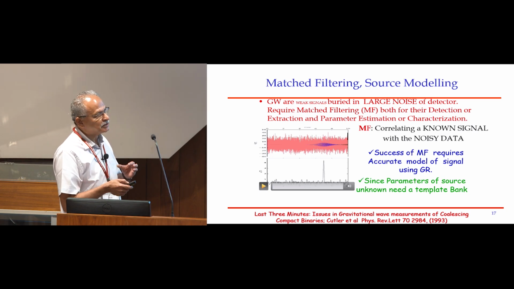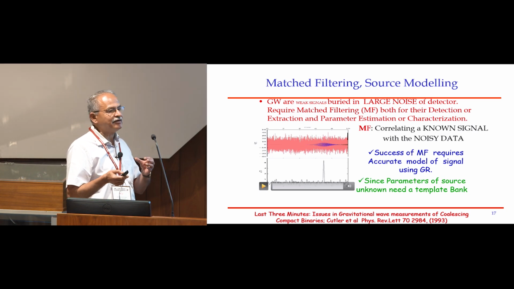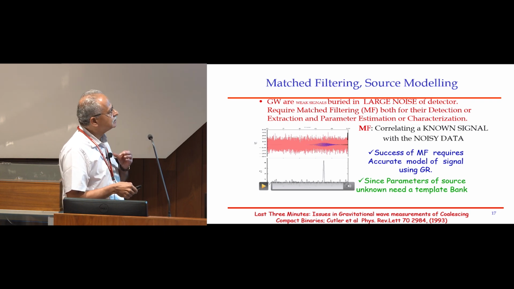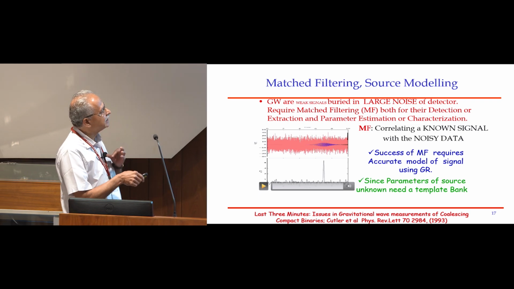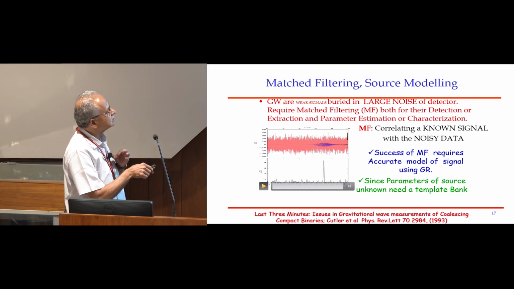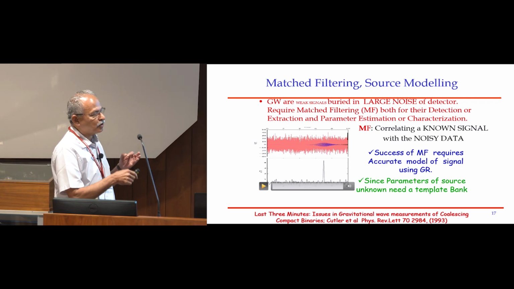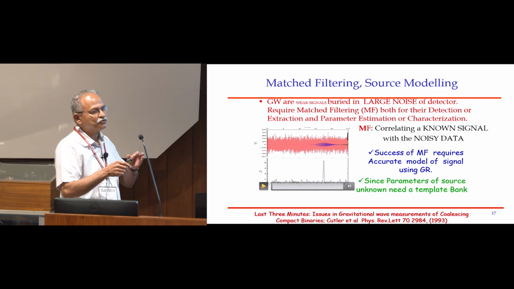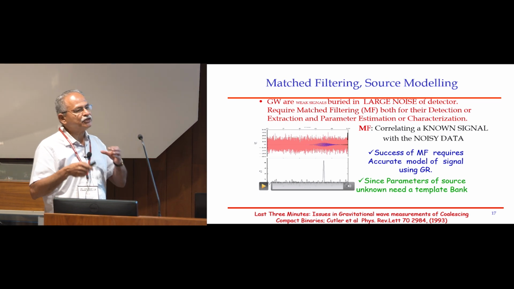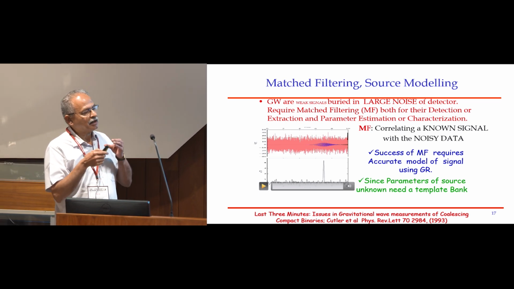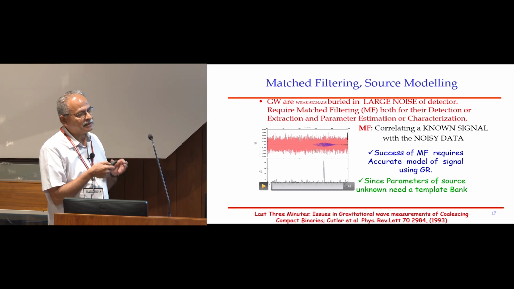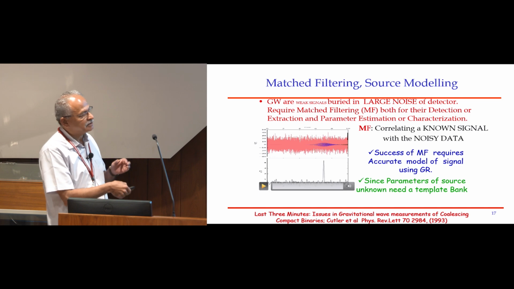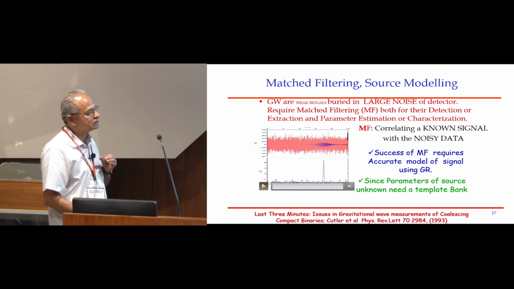So you create this template by using the best theory of gravity you have, and then for all possible parameters you try to create this bank and run the data which you have with all the templates which you have. So there is a very large computational overhead. The computation which is available today also plays a fundamental role in the search for gravitational waves.